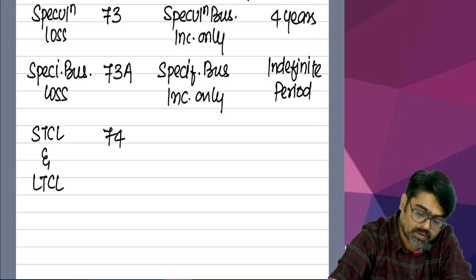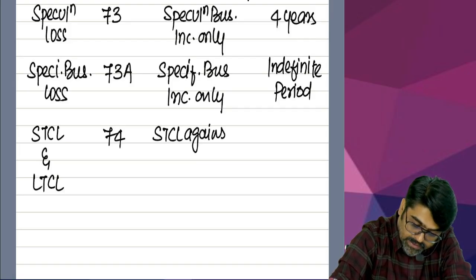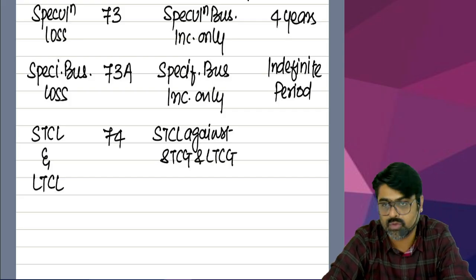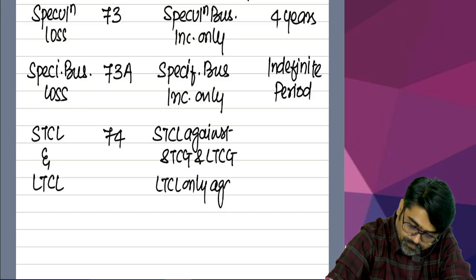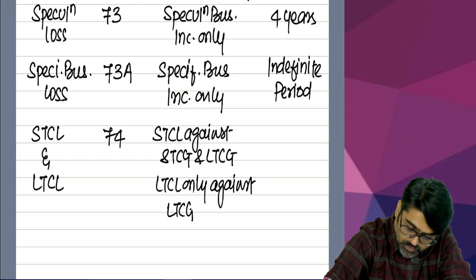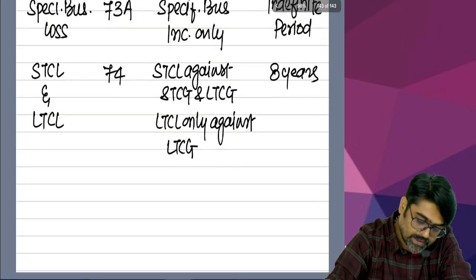After carry forward, short-term capital loss can be set off against short-term capital gain and long-term capital gains in the future. Yes or no? But long-term capital loss only against long-term capital gains. In the future also, the same thing you are supposed to do. Yes or no? And it can be carried forward for a maximum of 8 years. How many years? 8 years.